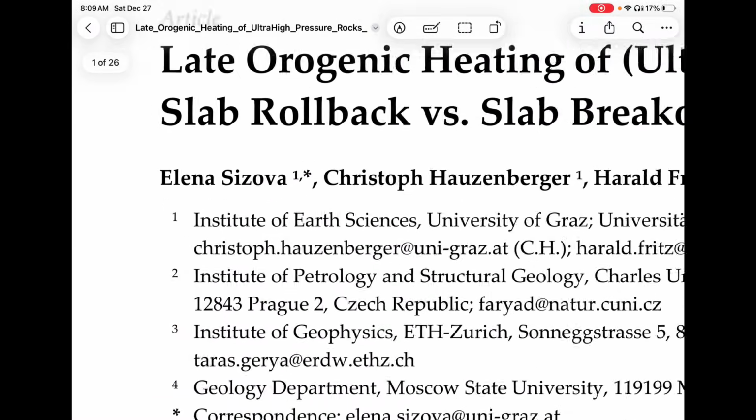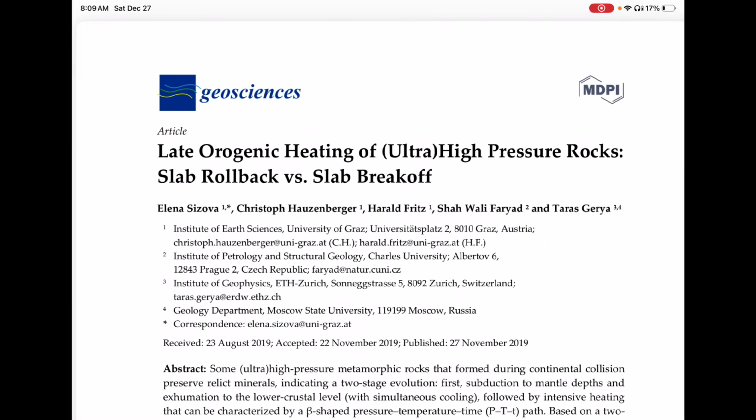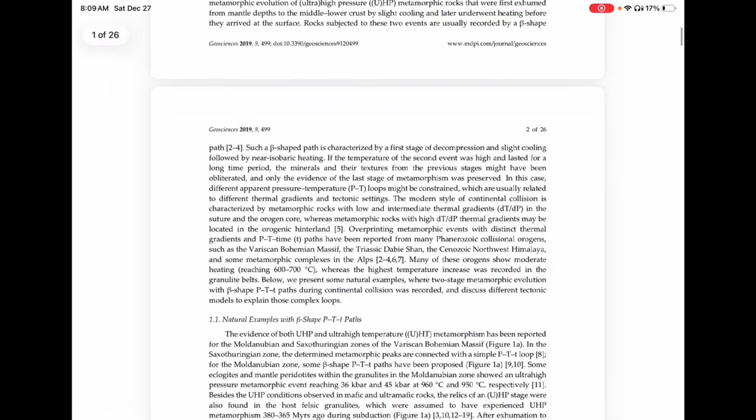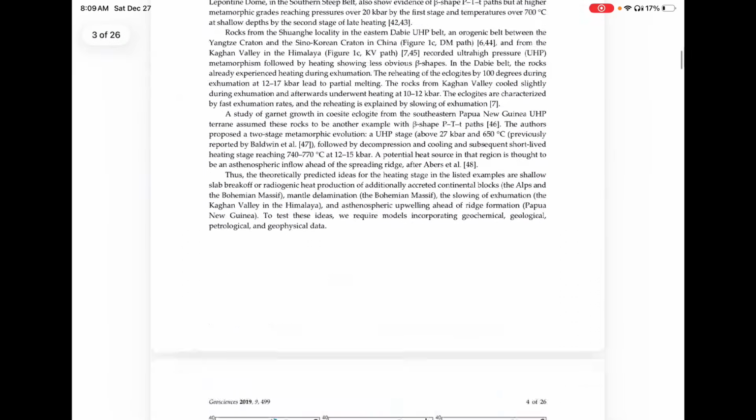You've got, see, it's Elena Sizova, but what she's looking at specifically is ultra high pressure rocks, and looking at those ultra high pressure rocks in a slab rollback model versus a slab breakoff model, which is kind of interesting because we have touched on both of those.